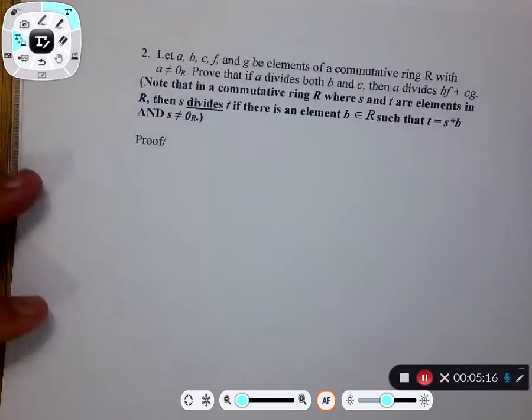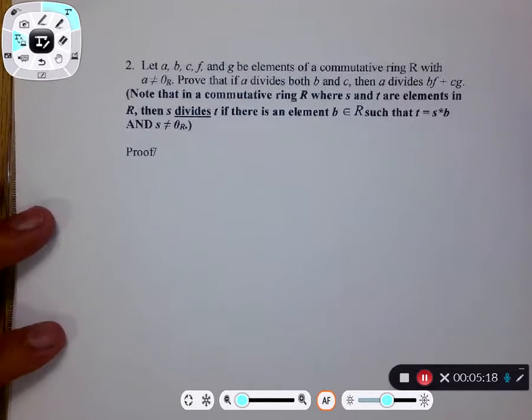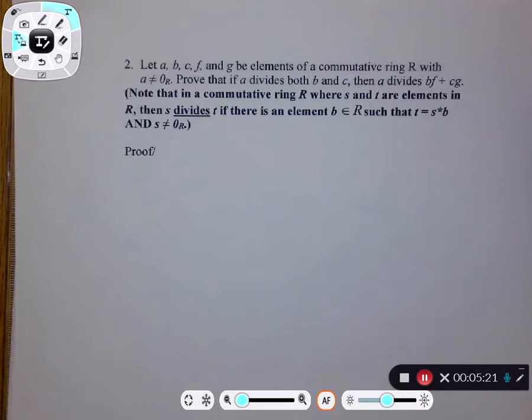So for problem number 2, again, it's very similar, but here where most students will have a problem is trying to create that equation. So let me tell you. Let A, B, C, F, and G be elements of a commutative ring R with A not equal to the 0 element. Prove that if A divides both B and C, then A divides BF plus CG.